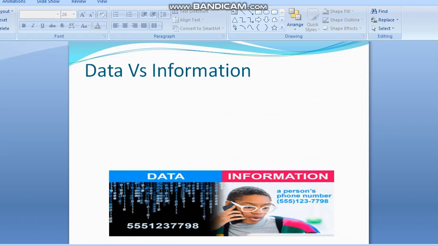Suppose you have a contact list in your phone. That contact list is a database in your phone. Data is your number, name, and information is the phone number. So that is the difference between data and information.